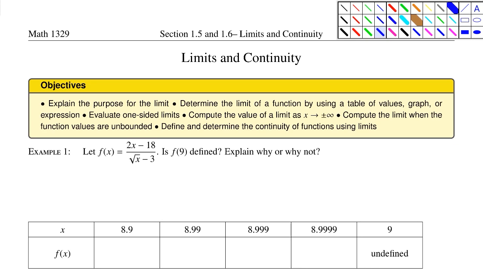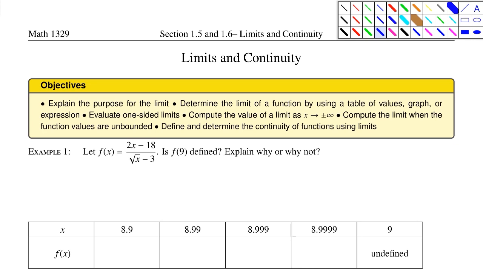All right, so to motivate the idea of a limit, I want to take a look at this first function here. Example number 1. Let f of x equal (2x minus 18) divided by (the square root of x minus 3). And the first question that we need to answer is, is this function defined at x equals 9? So in other words, is f of 9 defined?